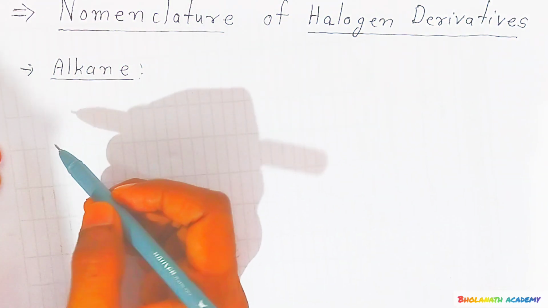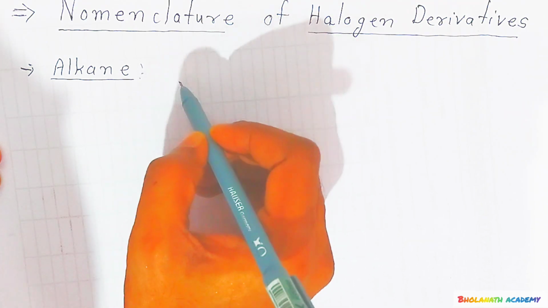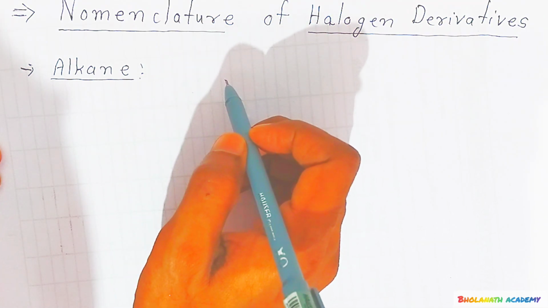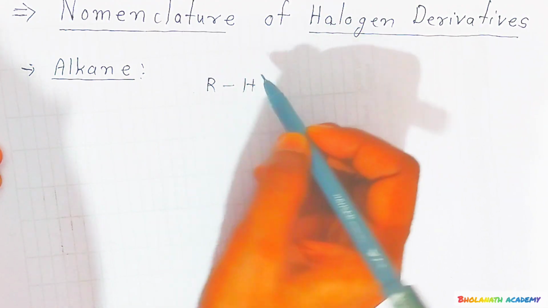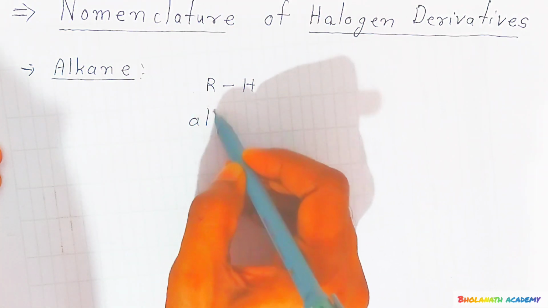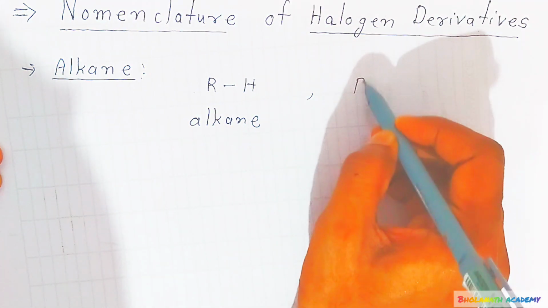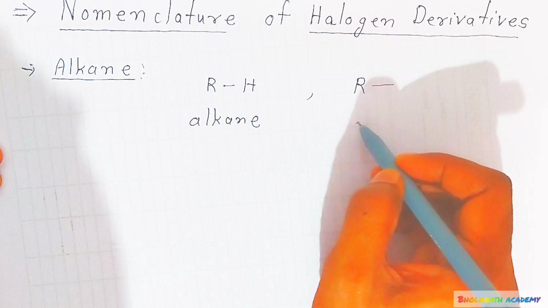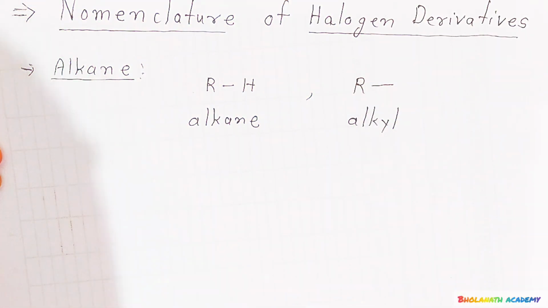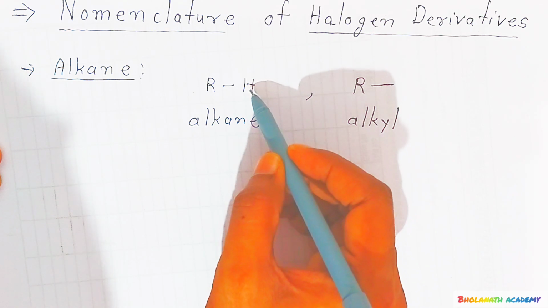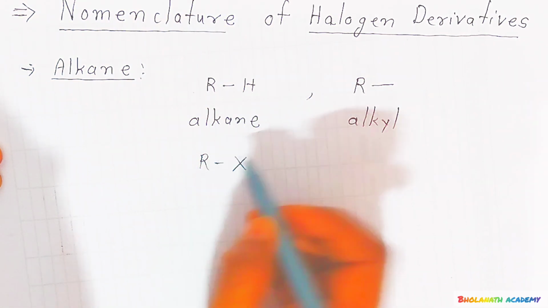As you know students, alkanes are saturated hydrocarbons. Alkanes are saturated type of hydrocarbons that we show with the symbol RH. This is the symbol we are going to use to represent alkane. If a hydrogen of this alkane is replaced, we call it alkyl. This symbol we are now going to read as alkyl.